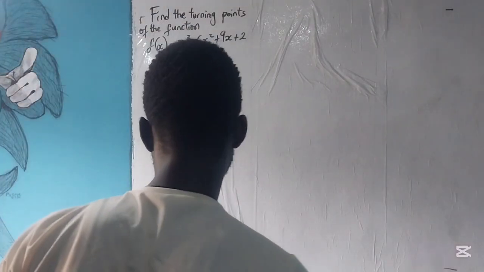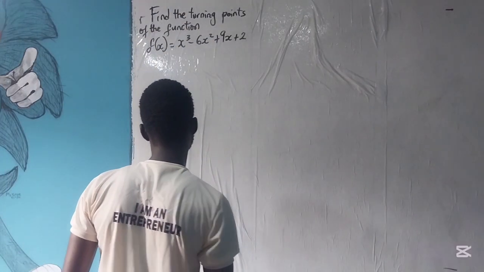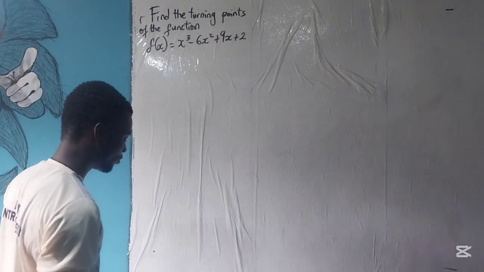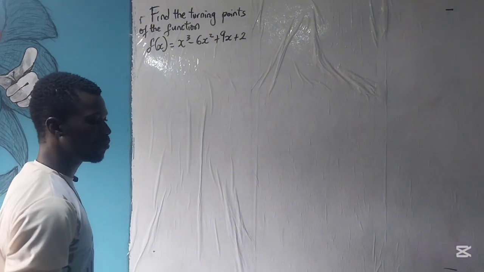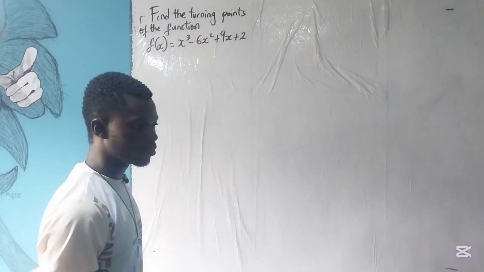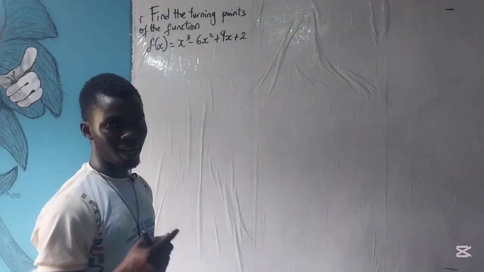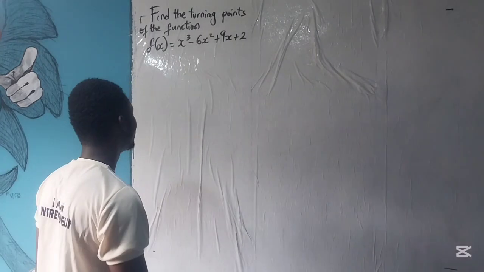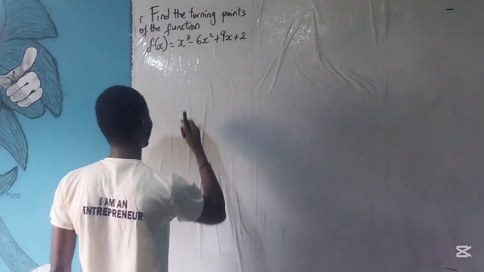Turning point of this function, x cubed minus 6x squared plus 9x plus 2. Now, how do we find the turning point? Turning point means we are going to find the minima, maxima, and the point of inflection. The minima, the maxima, and the point of inflection. Now, the first step is to find its derivative.